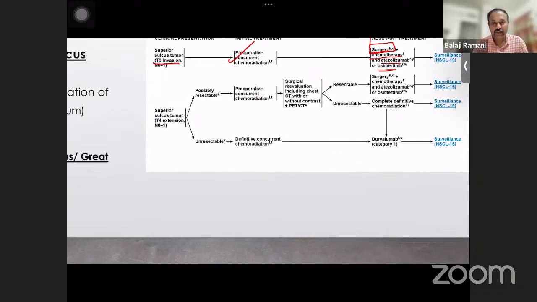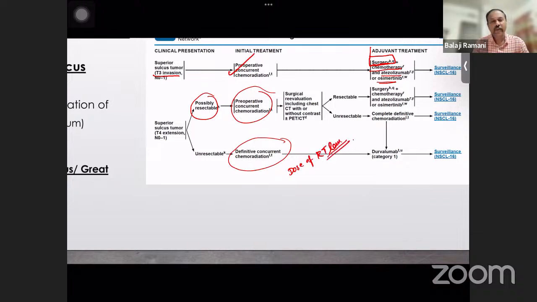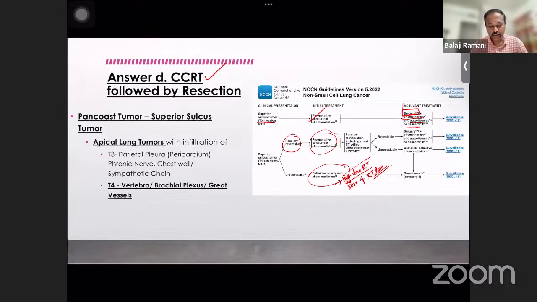On the other hand, when you have a T4 extension, then again, if resection is possible, the same pathway is followed. If it is unresectable, then you go for definitive concurrent chemoradiation. Now, what is the difference between preoperative and definitive concurrent chemoradiation? It will be the dose of RT. The dose of RT will be less for preoperative RT, whereas if you plan a definitive chemoradiation, a high dose RT and high dose chemo will be given.